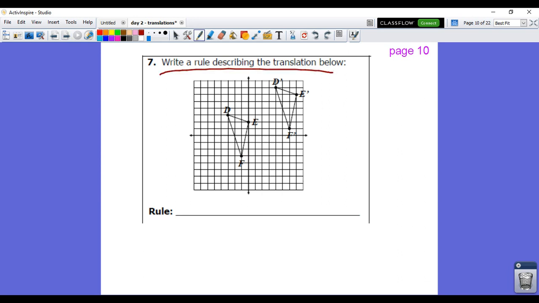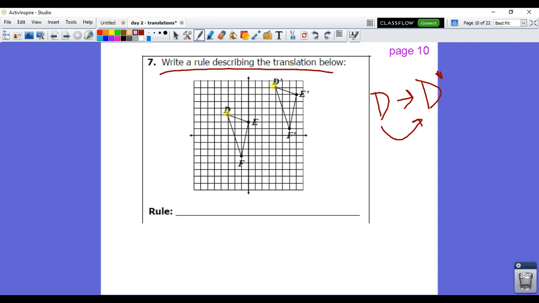Now, writing a rule. This is important to know which way to go. So again, we are going from the original letter to the prime letter. Okay, so we're going from this one to this one. So what we need to do is pick a letter. Now you can pick whichever letter you want. I'm just going to start with D because that's what I started with. Now I'm going to count how many and in what direction we're moving.